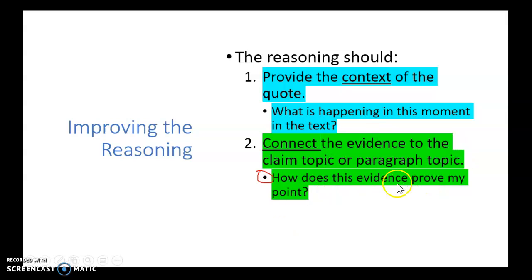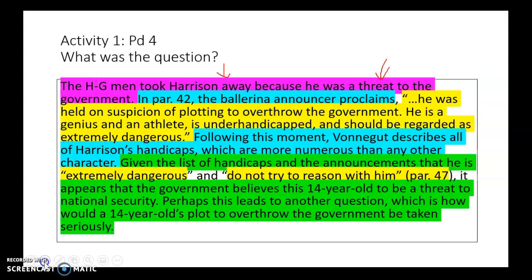Evidence never speaks for itself. If that were the case, then lawyers would not be needed in this world. So you, as the lawyer of your piece, need to provide that connection. How does this prove what I'm trying to prove? So if we look in our example, we know that we're trying to show that the HG men took Harrison away because he was a threat.